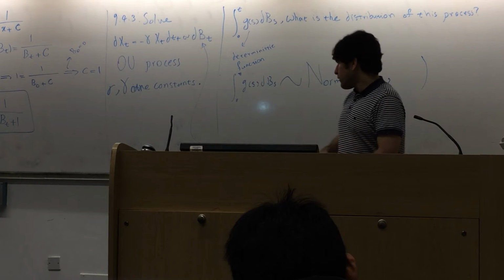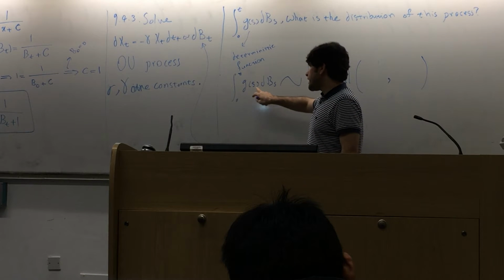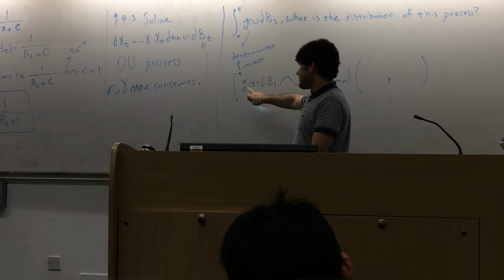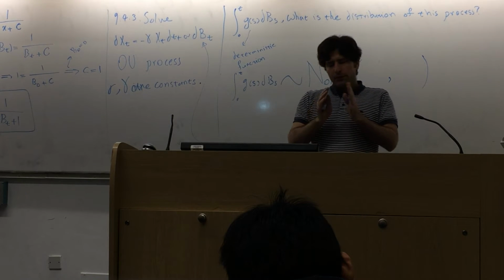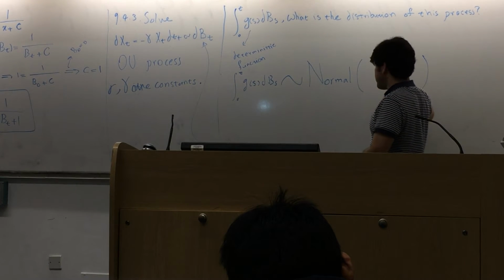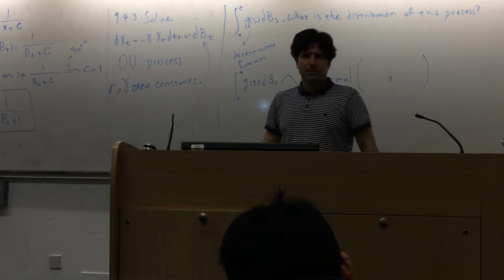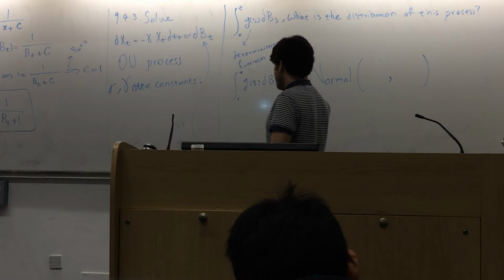So far we know that the integral from 0 to t of g(s) dB(s) is for sure normal for a deterministic g. So if we find the mean and the variance, then this distribution is completely determined. All right, and that's what we're doing here.